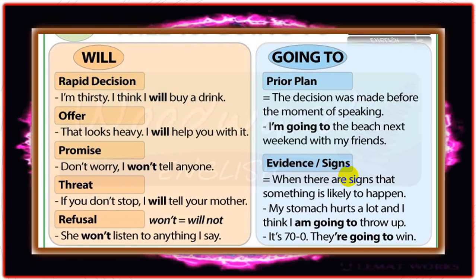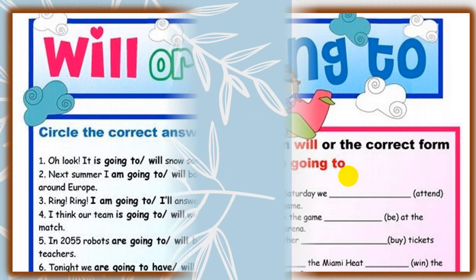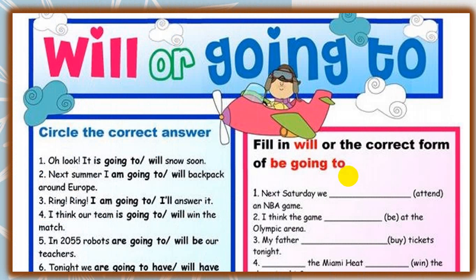Or, as we say, it is cloudy. It is going to rain. There are the clouds, so I think, or I predict, it's going to rain. Now let's check our understanding. Put will or going to.